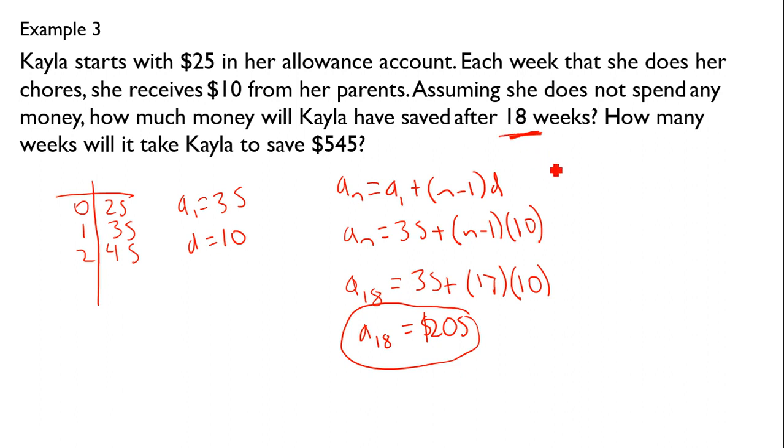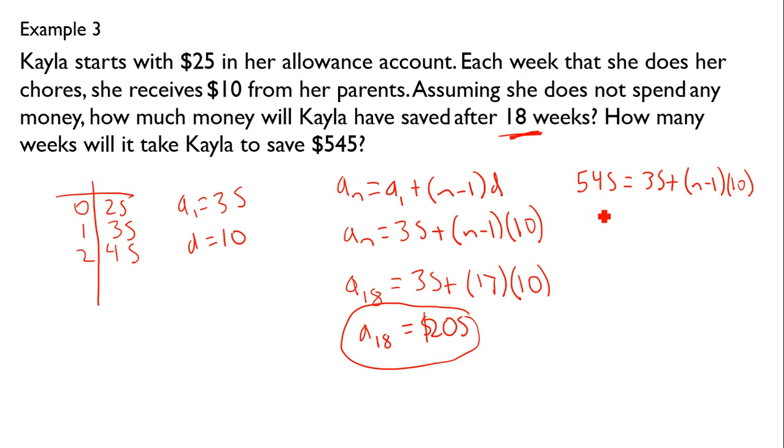Okay, so let's think about what we could do. We know that $545 would be our money, right? That would be our term. So let's plug that in for a sub n. So 545 equals a sub 1 was 35 plus, we don't know our n, that's what we're trying to figure out, how many weeks is it going to take her, right? Times 10. So we need to solve this equation.